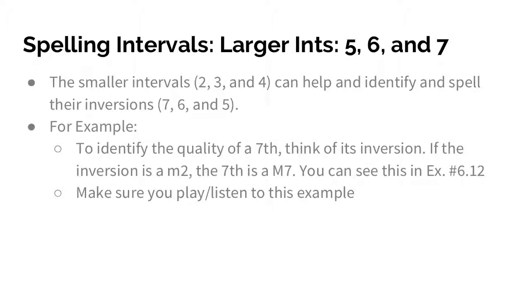The smaller intervals 2, 3, and 4 can help identify and spell their inversions 7, 6, and 5. For example, to identify the quality of a seventh, think of its inversion. If the inversion is a minor second, then the seventh is a major seventh. You can see this in example 6.12. And make sure you play and listen at least a bunch of times to this example.